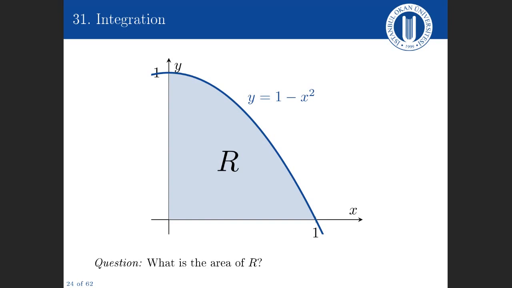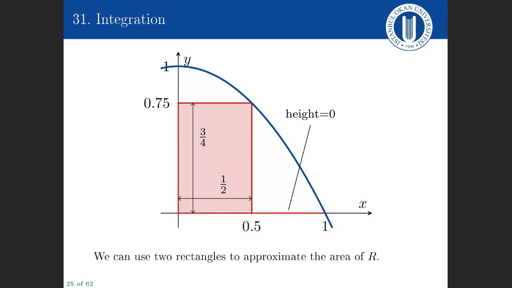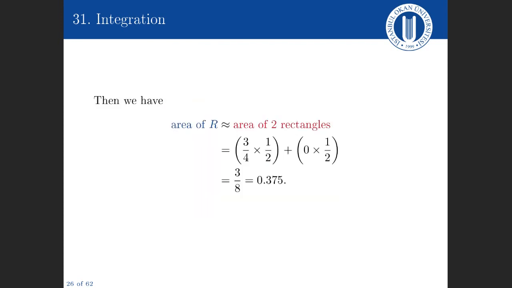We can approximate the area of R using two rectangles. I'm trying to fit two rectangles inside this region. I could fit in a rectangle of width a half and height 3/4, and then over here I can fit in a box of width a half and height 0. And then we can calculate the area of these two red rectangles. We might say that the area of R is approximately equal to the area of these two red rectangles.